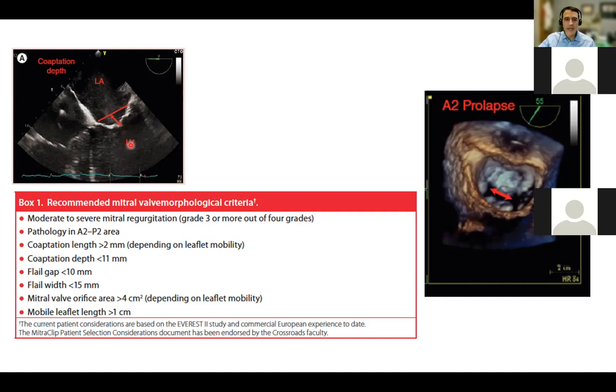The flail gap that I showed you in one of the patients before is if there is a gap between the 2 leaflets that are not coapting together. It is really important, again, to not be too big. So there are obviously some very specific criteria, but these indications are growing over time.